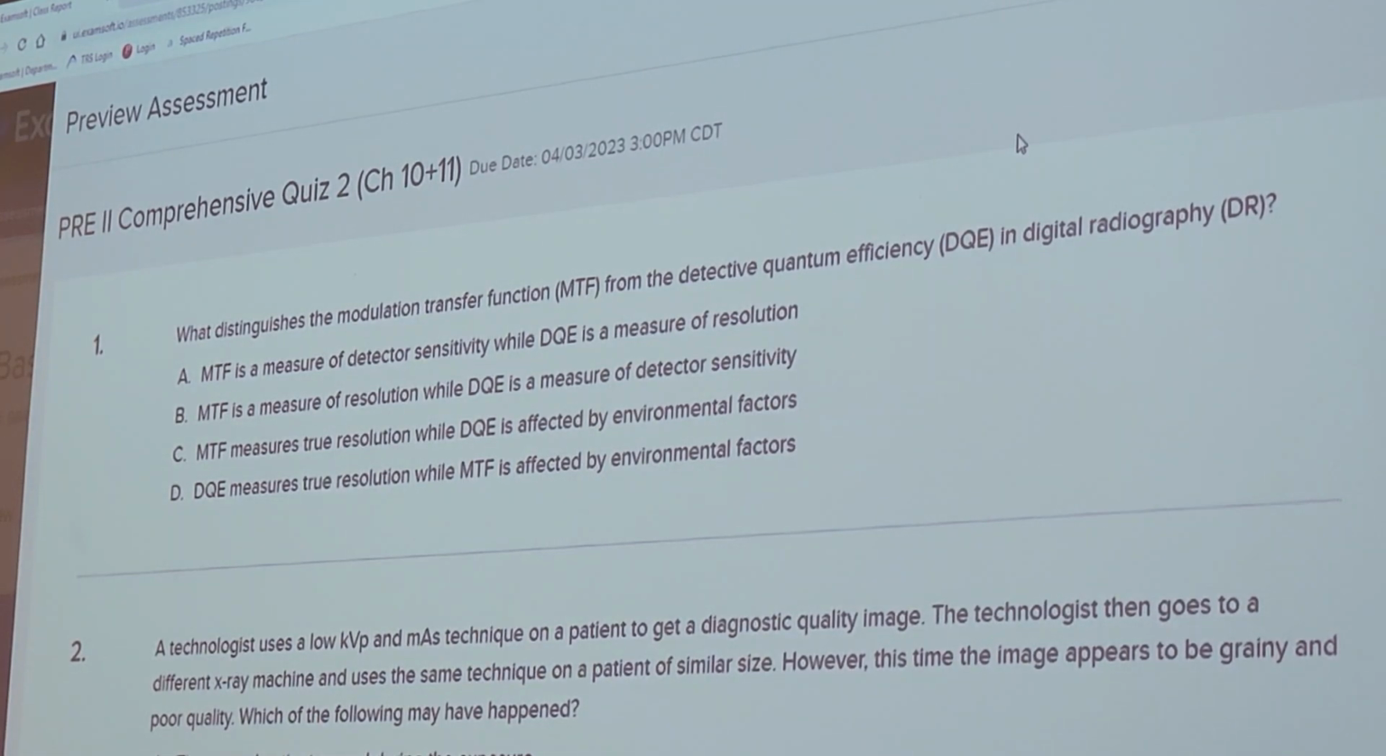So I chose B, but I was between B and I think C, because earlier Monty said that DQE was affected by exposure factors as well as something like that. He said it was affected by NTF and signal to noise ratio.